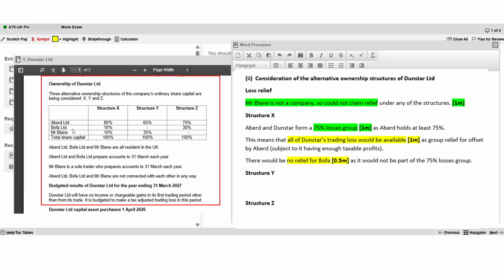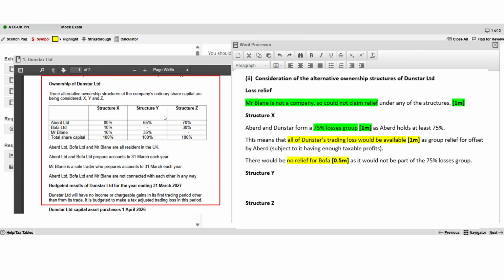Going back to the requirement, you might have forgotten to mention that the other company, so we've mentioned Mr. Blaine, but the other company, Boffa, is not part of the group, so they would not be able to claim relief. So just make sure that where you have got a requirement like this, where you're stating the extent to which each of these companies can use the loss, make sure that you state where there is one that can't use the loss.